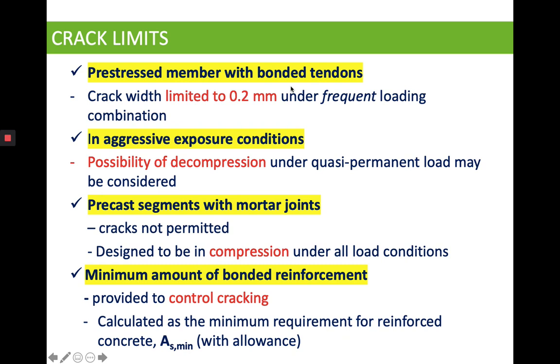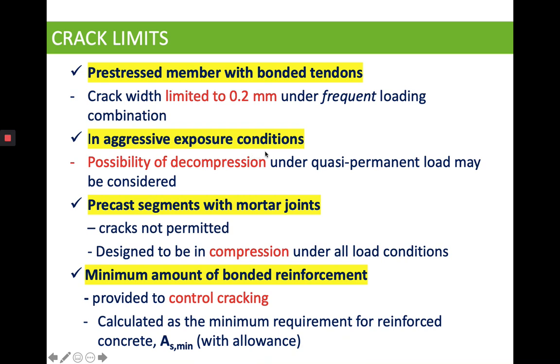If you still remember, we have already discussed the two types of tendons that we can provide in a pre-stressed concrete structure: bonded tendons and unbonded tendons. This depends on the method of construction, as well as whether we are providing grout for our tendons. Then the next one is aggressive exposure conditions.